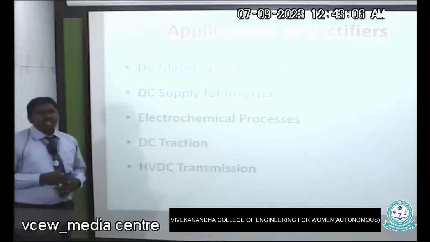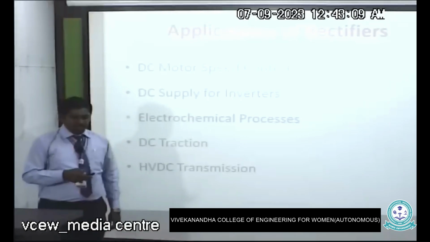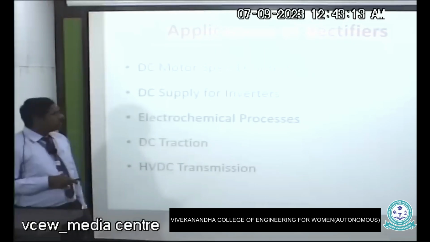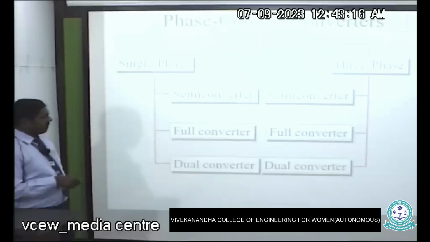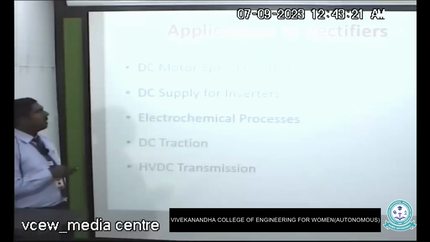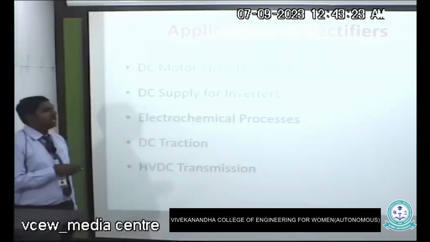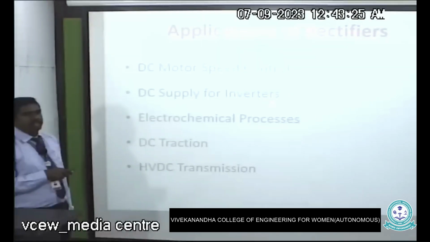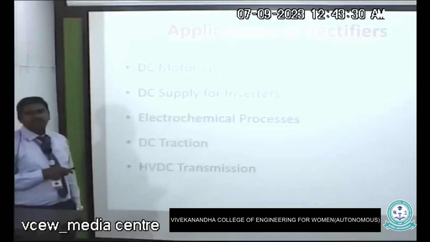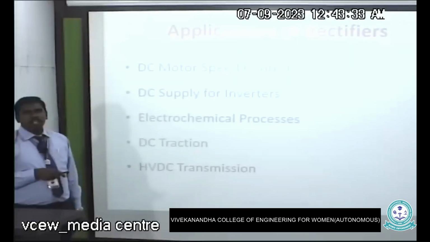Then why do we need to study rectifiers? That is, what are the applications where we use these rectifiers? Wherever we need a DC supply output from an AC supply, we can use rectifiers. One example is DC motor speed control. In many laboratories and educational systems we use DC motors, and the DC motor is controlled using the AC supply.